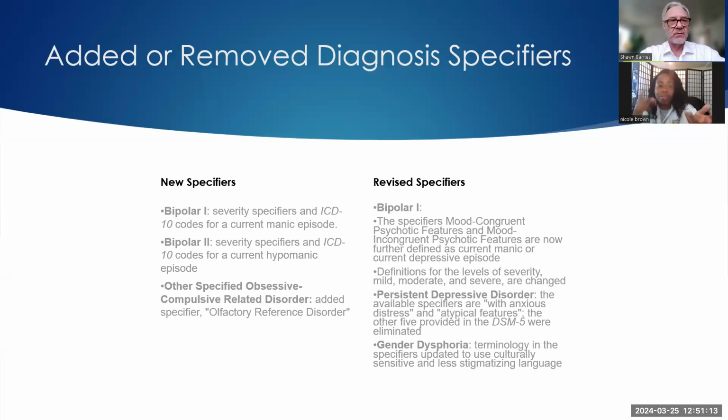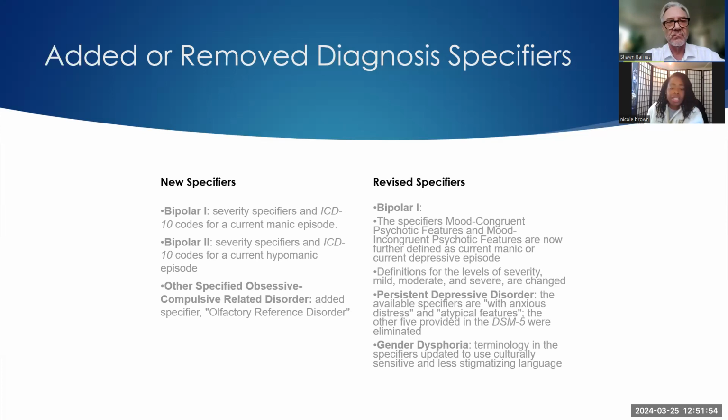So they added and removed diagnostic specifiers for bipolar 1 and bipolar 2, severity specifiers and ICD-10 codes. For a current manic episode, they're allowing you to make some provisions and be specific about what you're seeing at the time the client is presenting to you. Specifiers and associated ICD-10 codes, they follow their criteria to the T. So when you're making these diagnoses, make sure that your client meets all the specifiers and criteria.